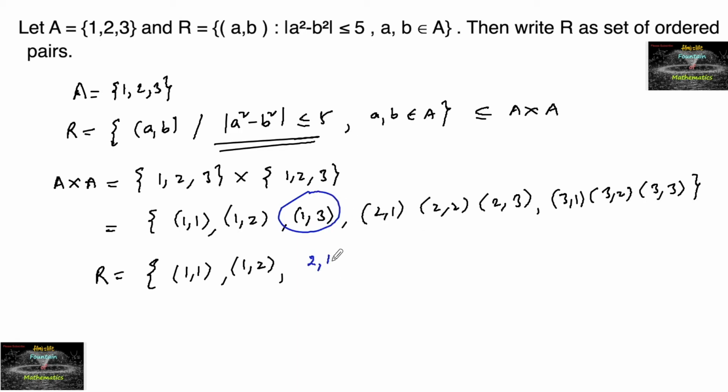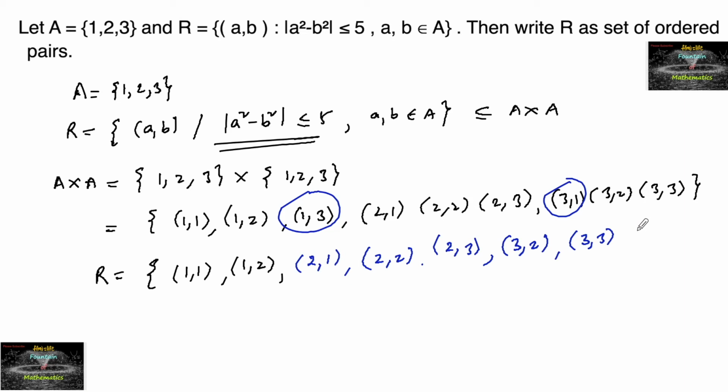and (2, 1), 2 square is 4 minus 1, 3, it is satisfying. (2, 2), that's 4 minus 4, it's 0, so (2, 2) satisfying. And (2, 3) again 4 minus 9, so 2 square is 4 minus 3 square is 9, 4 minus 9 is minus 5, mod of it is 5, satisfying (2, 3). And then (3, 1), 9 minus 1, 8, so (3, 1) is not satisfying. And (3, 2), 9 minus 4, so (3, 2) also satisfies. And then (3, 3), 9 minus 9 is 0, so (3, 3) also satisfies.